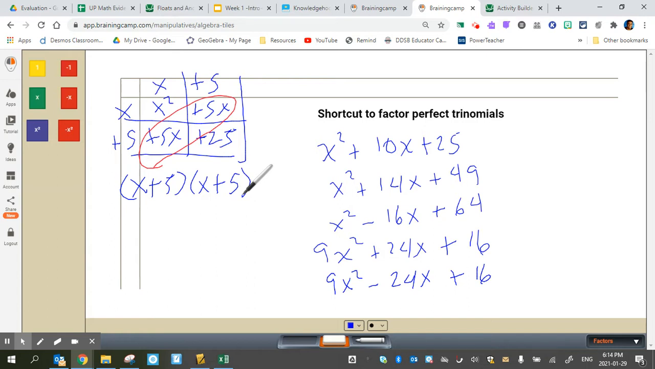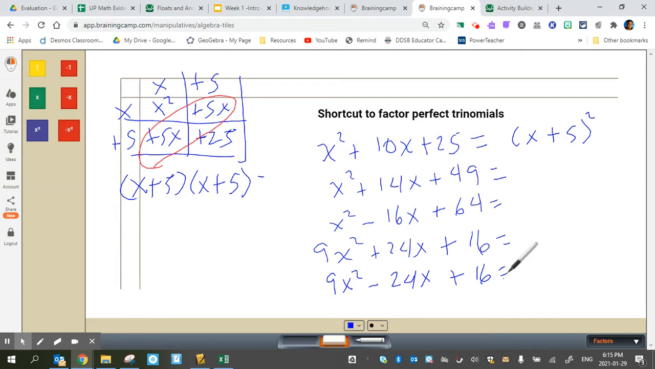So now let's see if we can get from the trinomial to the square binomial more efficiently, or in a way that makes more sense to us, or faster. Really, this makes perfect sense. It's just a faster way. The first thing we have to do is recognize when we have a perfect trinomial.